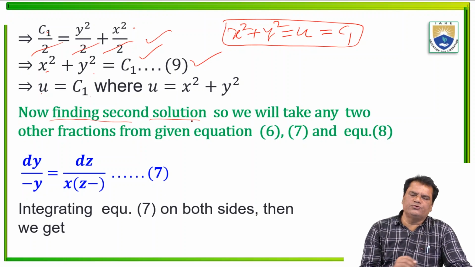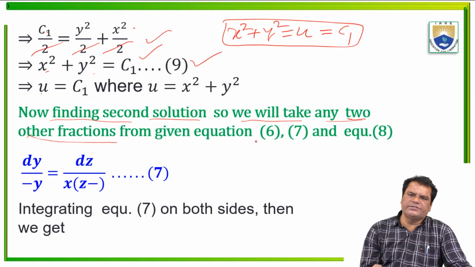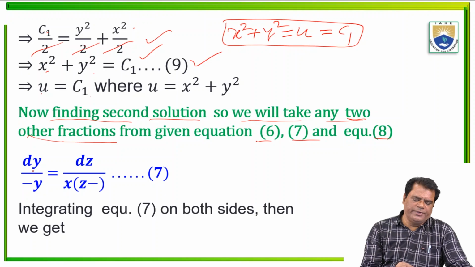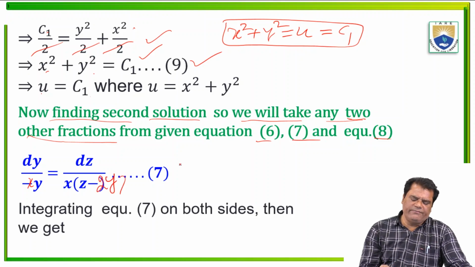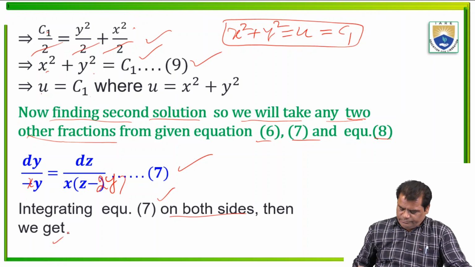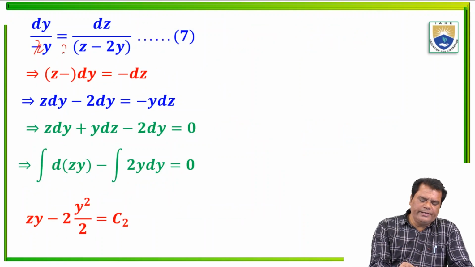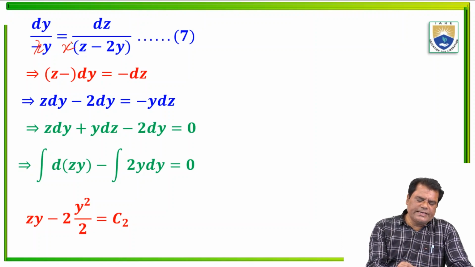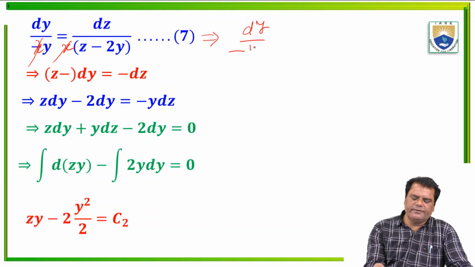And now finding the second solution. So we will take any other two fractions from equations 6, 7 and 8. So we get dy upon minus xy equal to dz upon z minus 2y. This is equation 7. Integrating equation 7 on both sides, here is minus xy and here is x, so x cancels. So this implies that dy upon minus y equal to dz upon z minus 2y.